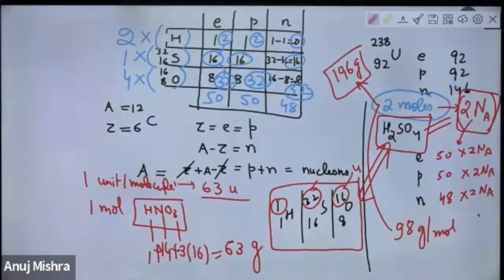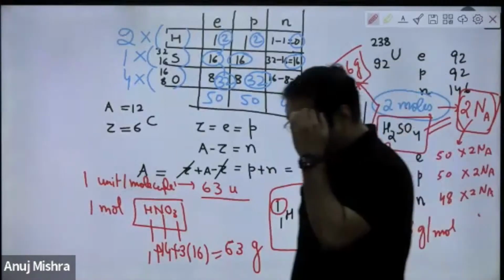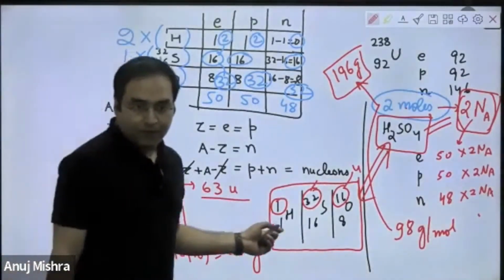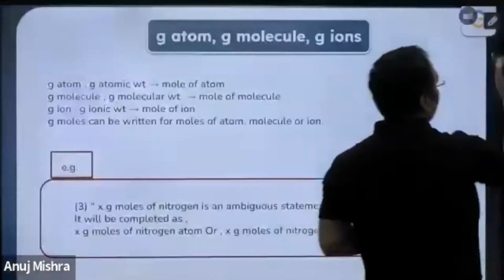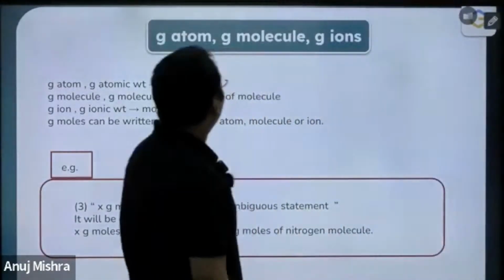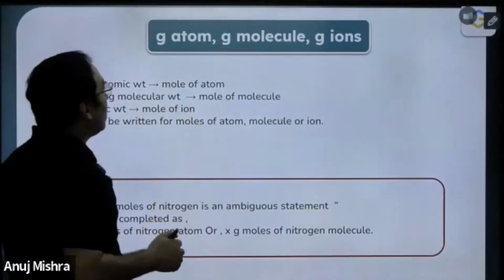Now I'll just quickly review the concept of gram atom, gram molecule, and then we proceed further. तो आप लोग भी सब एक level पे आ जाओगे, right? Because practice के अलावा बाकी सारी चीजें आपने कर रखी होंगी. Let's start this. So gram atom, gram molecule, gram ion.